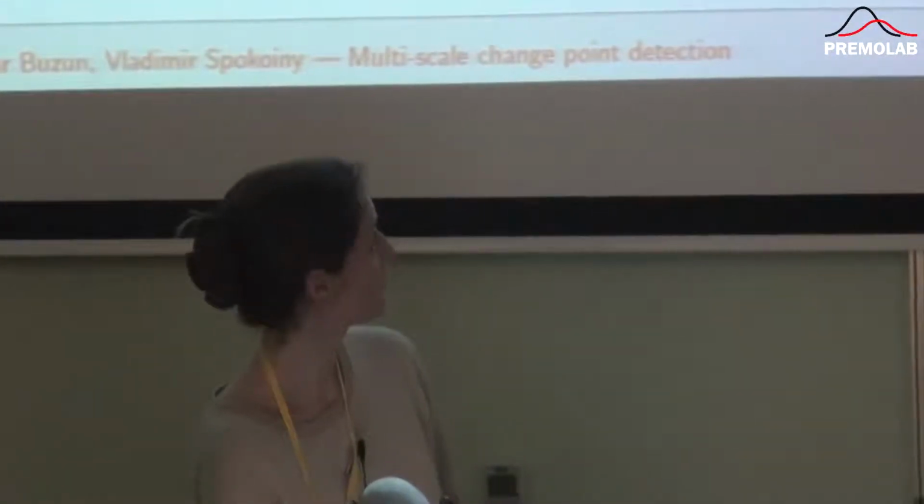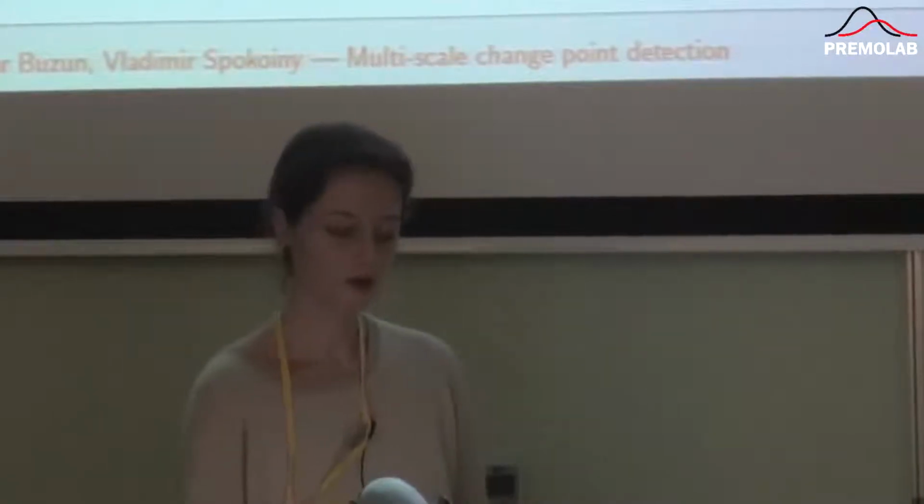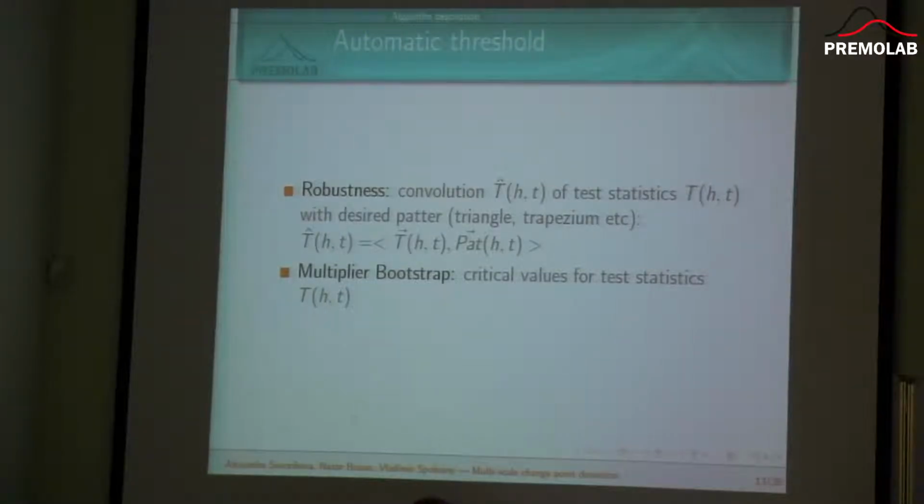D theta is actually a triangle function. So instead of observing the likelihood ratio test, we use its convolution with the desirable pattern. It provides robustness of the method. And then we use a multiplier bootstrap to tune critical values for the test statistics. There should be t hat also, sorry.